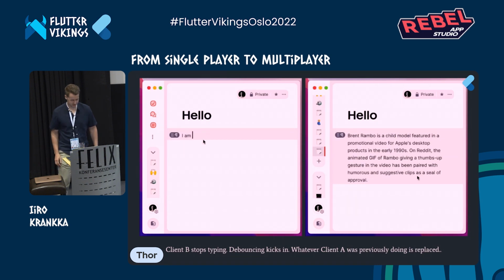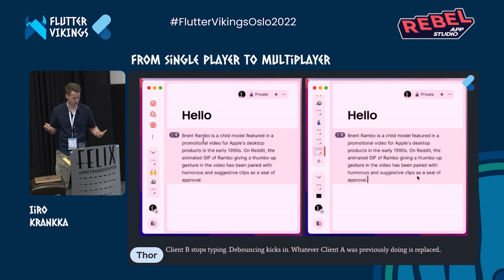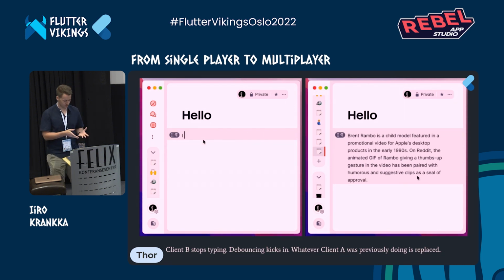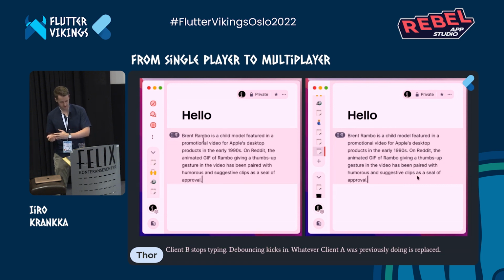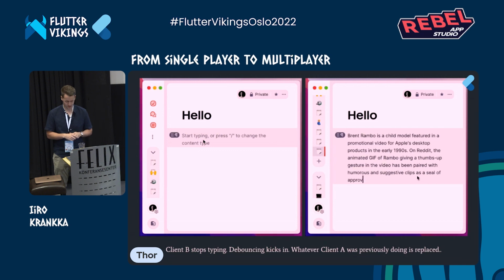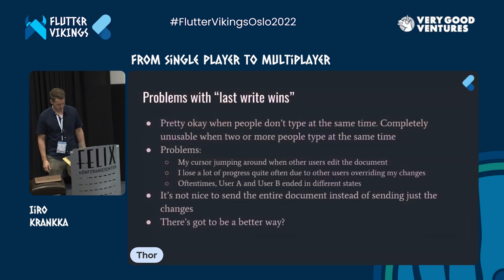Here's an example of 2 clients with this last write wins kind of thing, where on the left somebody's typing something, and the right client is overriding what the left client is doing. We also had other problems, like if I'm trying to type something, my cursor would be jumping around while other users edit the document. I would lose quite a lot of progress, just like you saw in the previous example. Often we would end up in completely different document states, so user A has a different document than user B. And the more users you had, the worse it got. Not good. We were thinking, maybe there's a better way.